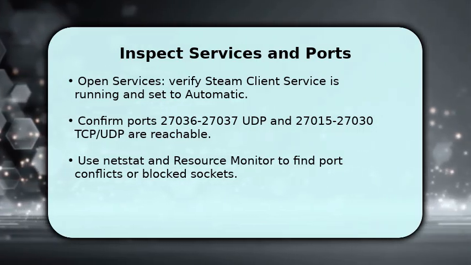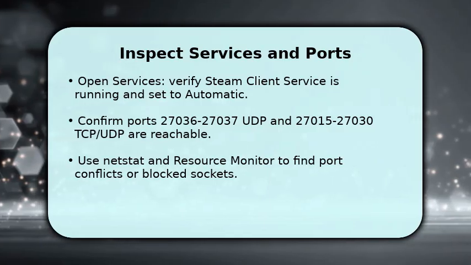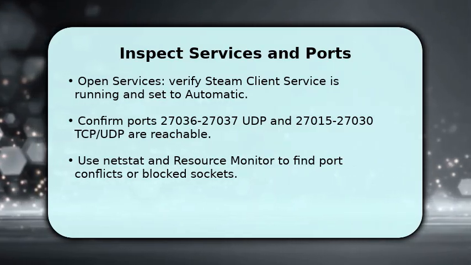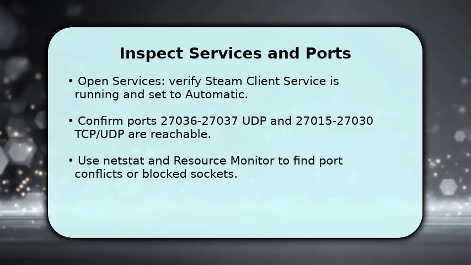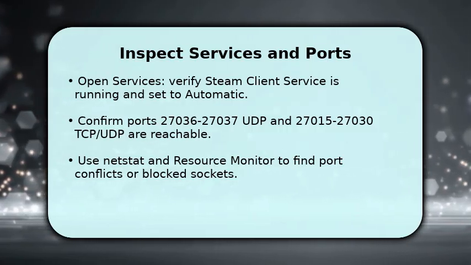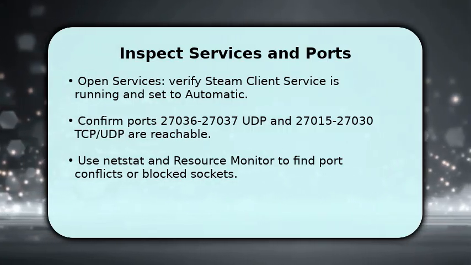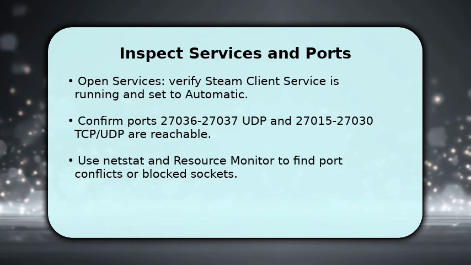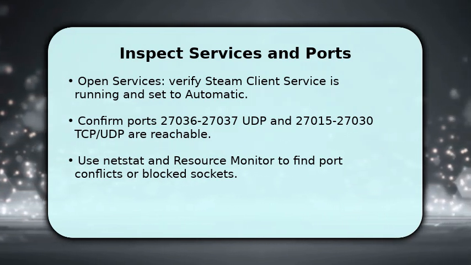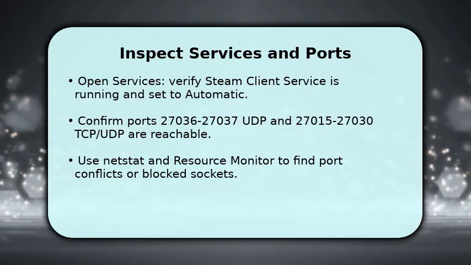Steam Link relies on ports like 27036-27037 UDP and a range of 27015-27030. Make sure your router and Windows allow them. Use Netstat and Resource Monitor to detect port conflicts or other programs binding those sockets.